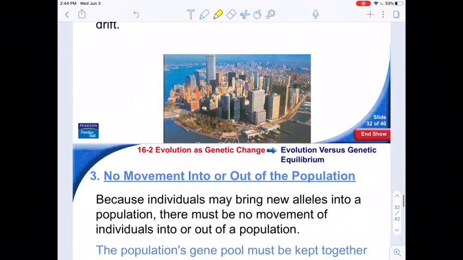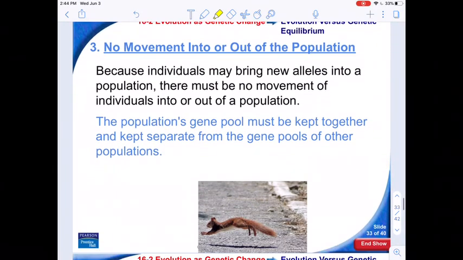The third one is that there can be no movement into or out of the population. So no immigration or emigration. Because if new individuals move into the population, they're going to bring with them their own alleles. And that is going to change the frequency of alleles in the population. So the population's gene pool must be kept separate from the gene pools of other populations.